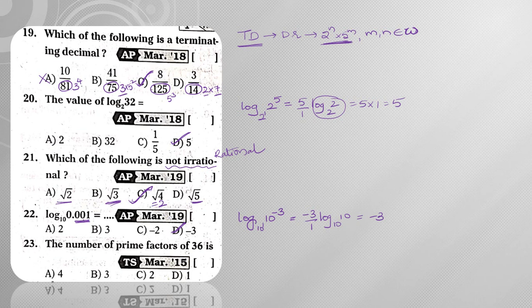Next, the number of prime factors of 36. So what about 36? I can write 36 as 6 square. So 6 square again I can write as 2 square into 3 square, right? So 4 nines are 36. So how many prime factors do we have? 2 and 3. That means only 2 prime factors we have in this particular expansion, right?